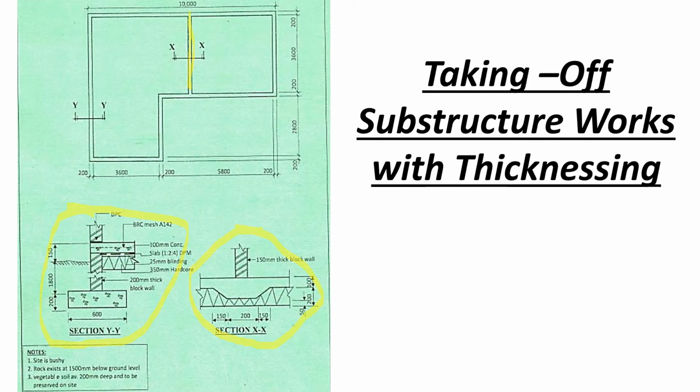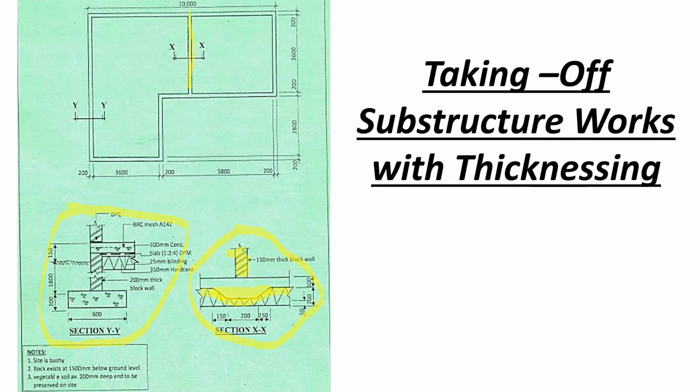What happens, so that it can have some extra strength, inside the hardcore the concrete is thicknessed, so there is some more thickness of concrete added where the hardcore was supposed to be. So this part we say that thicknessing has been done so as to increase the strength of the block wall on top. You can see there's a block wall here, 150 millimeters thick.